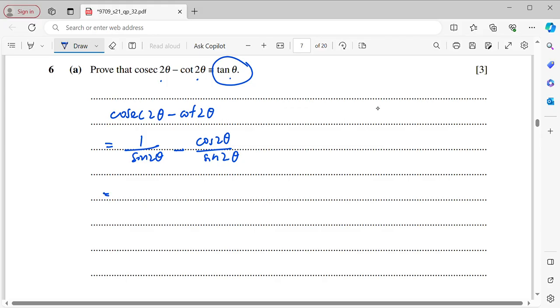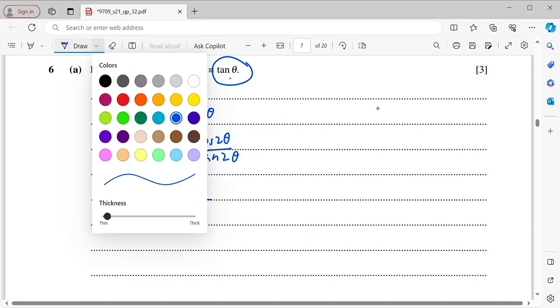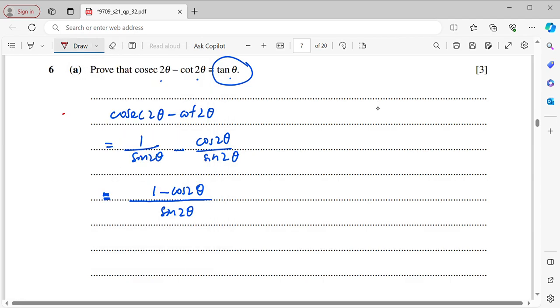So later I need to change my sine 2 theta or cos 2 theta into just theta. So first of all, I will make it the same denominator first. It will be 1 minus cos 2 theta over sine 2 theta here. Alright, and then now we use a formula. So for the cos 2 theta here, we have three forms. So cos 2a is 2 cos squared a minus 1, or 1 minus 2 sine squared a, or cos squared a minus sine squared a.